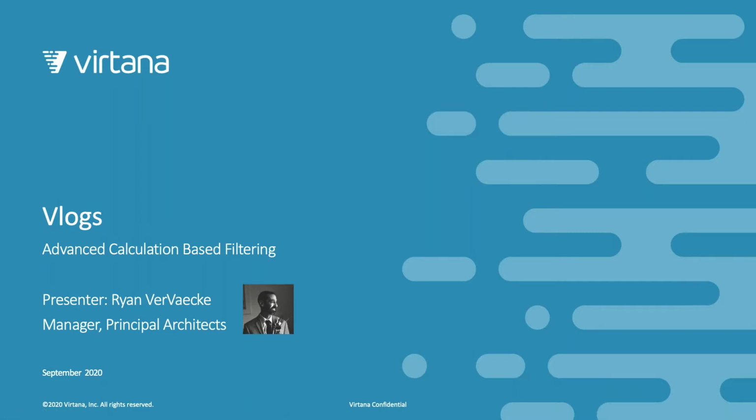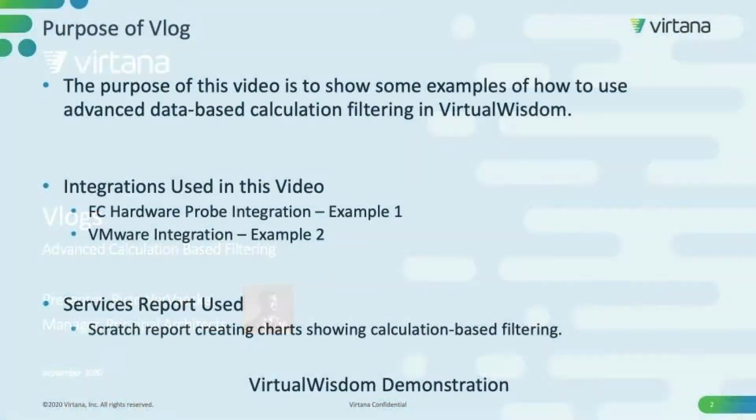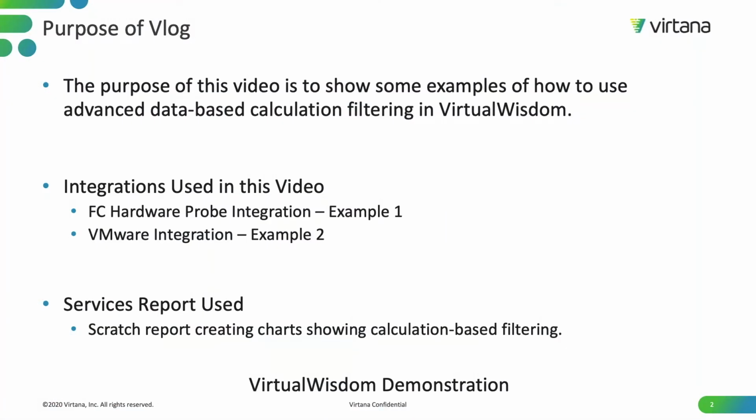Today we are going to go over a short video on advanced calculation-based filtering. The purpose of this video is to show you some examples of how you can use advanced data-based calculation filtering in VirtualWisdom. The integrations we use in this video are as follows: the fiber channel hardware probe integration for example 1. We will also use the VMware integration for example 2.